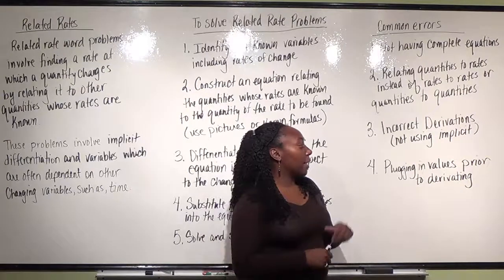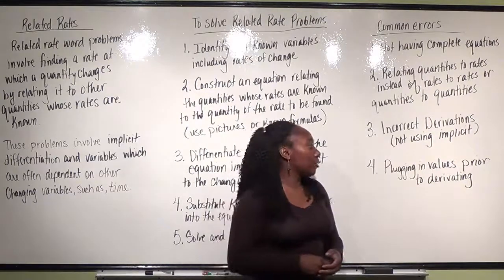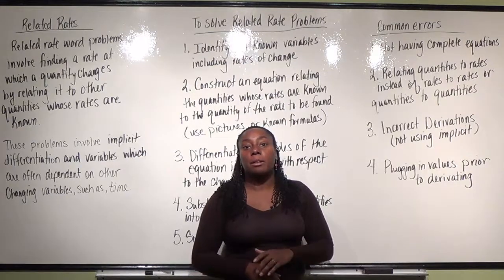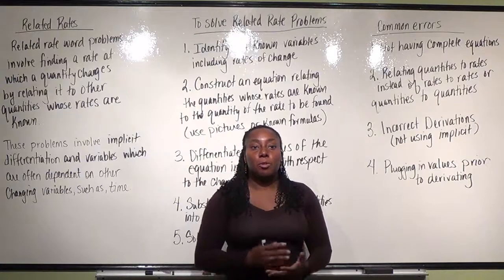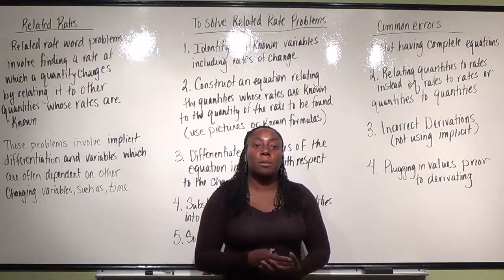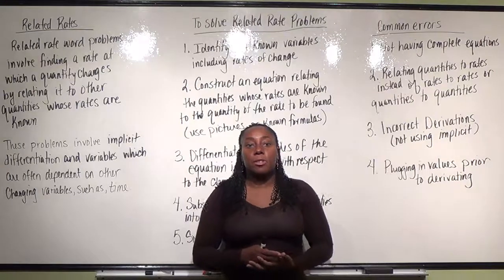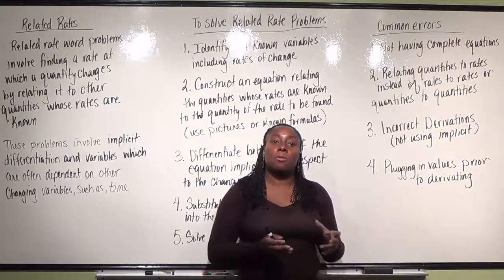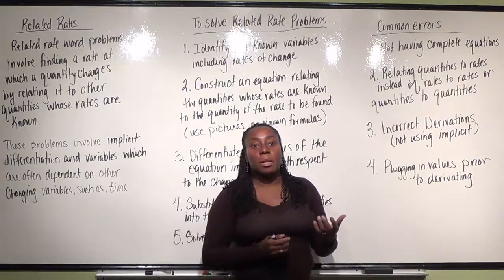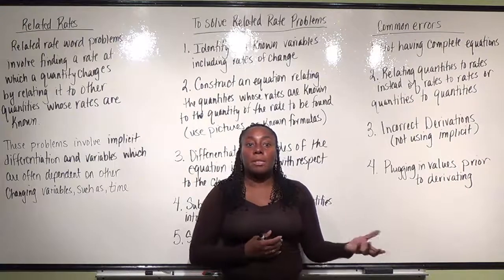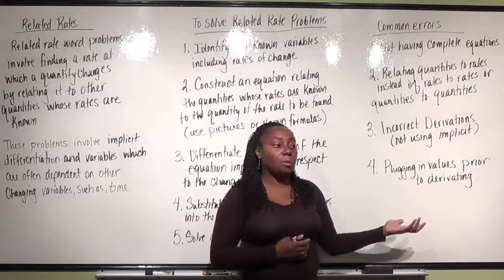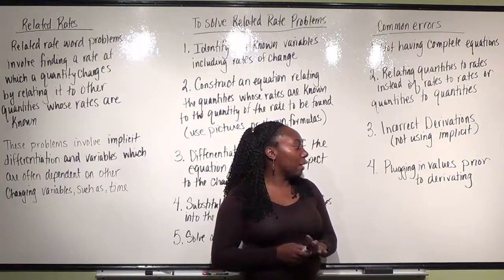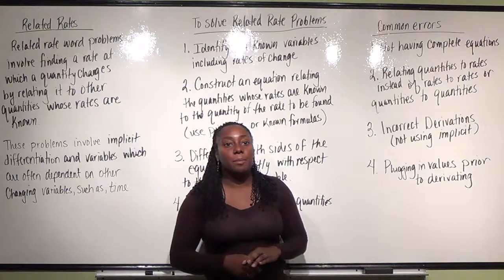And then last, plugging in values prior to differentiating. I put this as number 4, but this is probably the most common error. Many people are so used to working with functions that are in terms of one variable, and for related rates, this is the first time you really have to get away from that. If you start trying to plug in so that you only have one variable, then you end up taking derivatives of things that go to 0, and it doesn't make much sense in terms of the rate problem. So make sure you plug in the values only after you've differentiated.